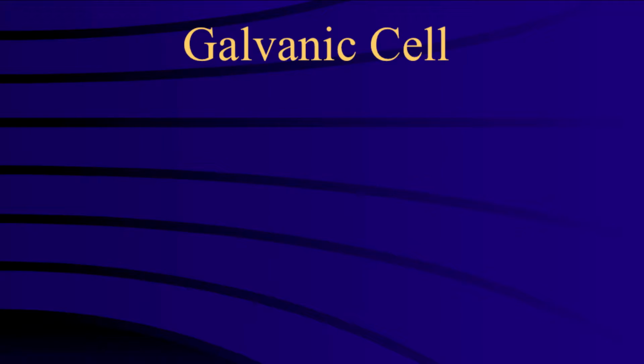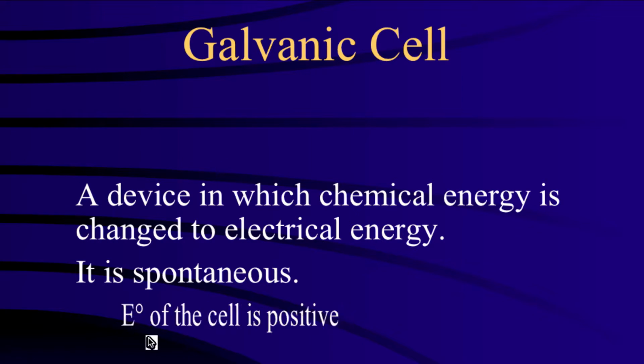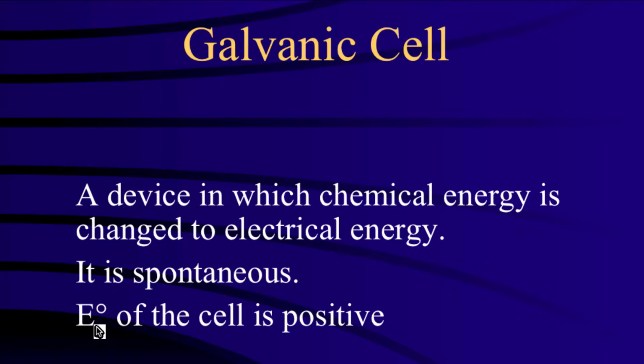All right, enough talk. A galvanic cell is a battery where you take chemical energy and turn it into electrical energy. And it always happens, right? It has a negative delta G because it's a battery. It just works. The E is the electrode potential. Now that 0 up there means standard conditions, and we'll get to that more in practice. But just get that it's always positive. The E of the cell is always positive. That's a galvanic cell, where chemical energy gets turned into electricity.